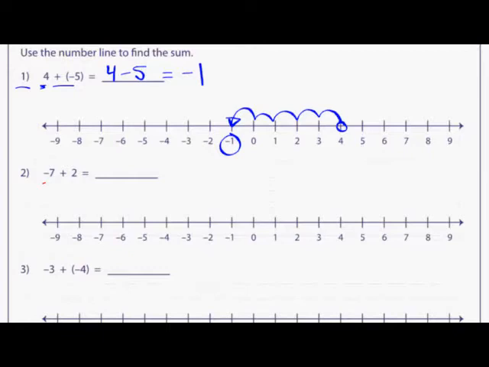Next example, mark your starting number, which is negative 7. And then which direction are we going now? Well, we're adding 2, so go to the right 1, 2. Notice this is not a larger negative. We didn't end up over at negative 9. No, we are at negative 5.